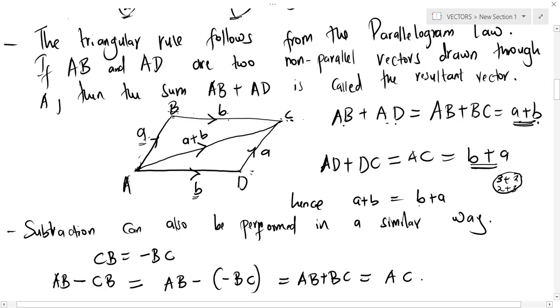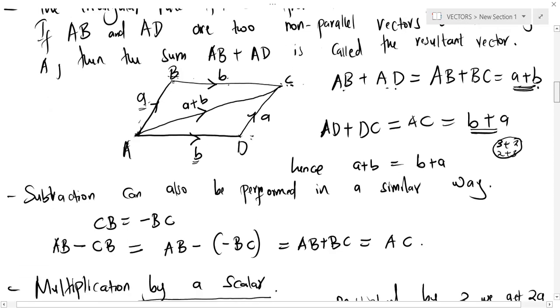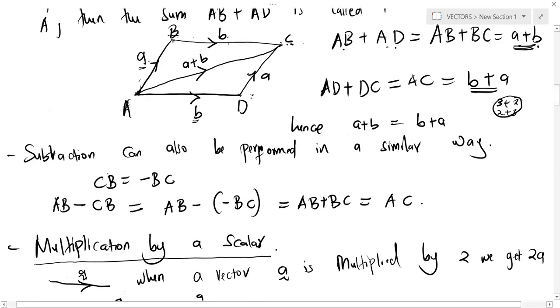Okay, subtraction can also be performed in a similar manner using the parallelogram law. Let's say we have the value CB. So look at the direction of CB. CB is basically minus B, clearly. So CB is equal to minus BC.